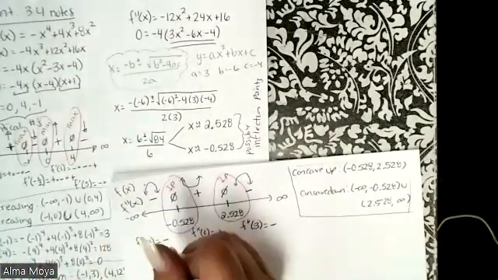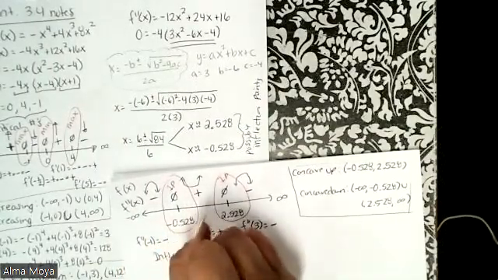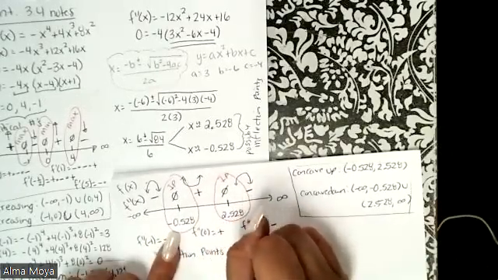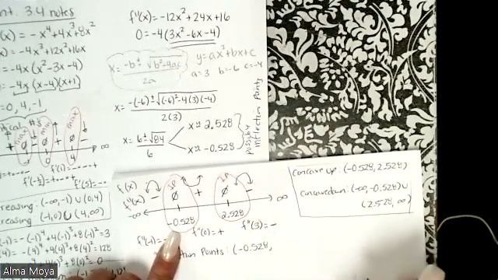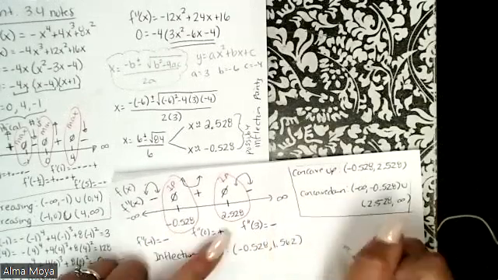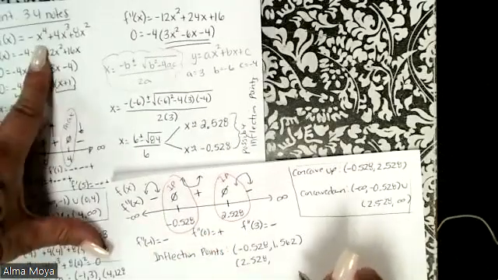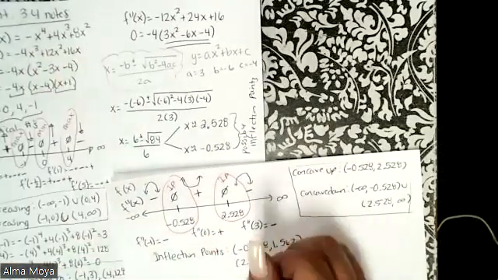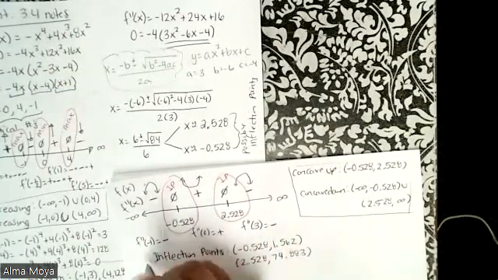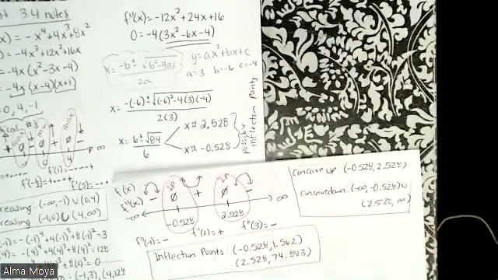So if I plug in my inflection points, if I were to plug in negative 0.528 into the calculator, my y value is going to be 1.562. And when I plug in 2.528 into the calculator, into here, here, and here, I'm going to end up getting a 74.883. Now we're going to go back to our graph with this information, okay?